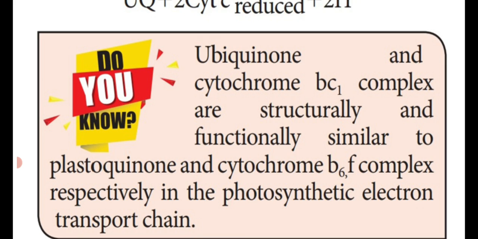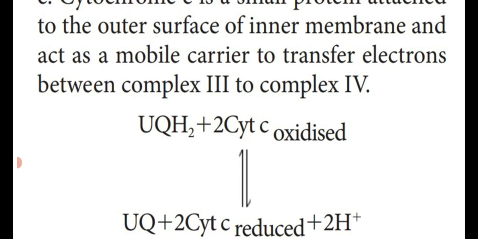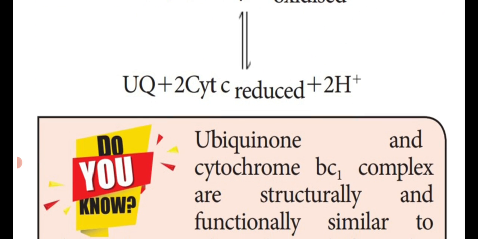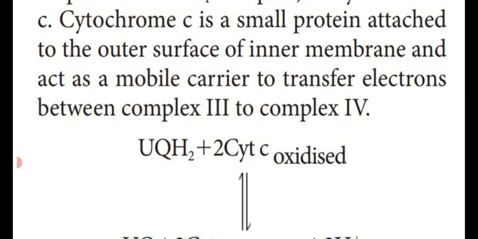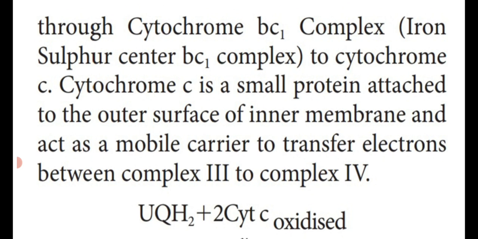So ubiquinone and cytochrome BC1 complex are structurally and functionally similar to the plastoquinone and cytochrome B6 complex in the photosynthetic reaction or electron transport chain. So that's why they gave the paragraph. So in the third stage, the electron which is released from the ubiquinone is transferred to the next complex, that is 4. Here the cytochrome C, which acts as an electron carrier, gets reduced and releases the hydrogen.